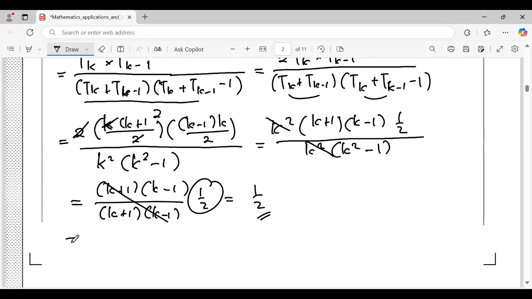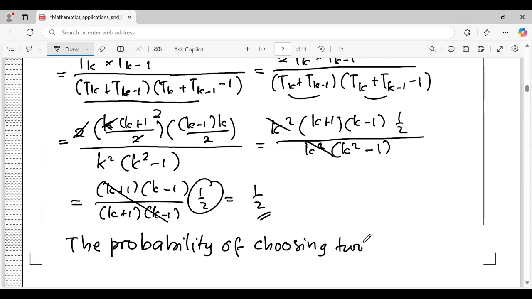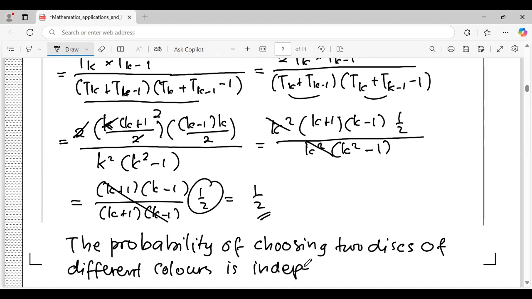So we can state that the probability of choosing two disks of different color is independent of k. That is the conclusion.